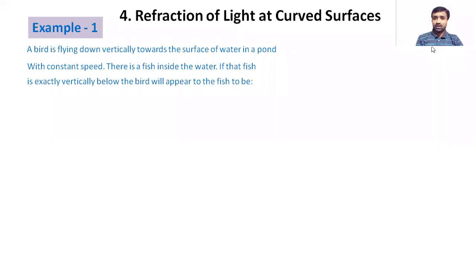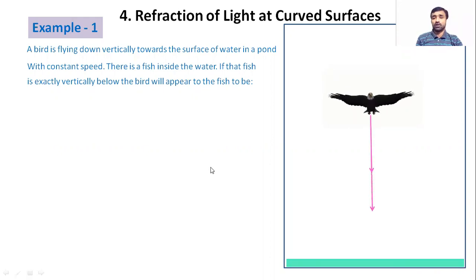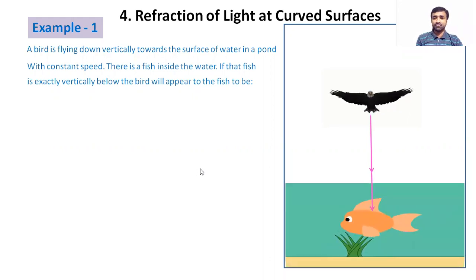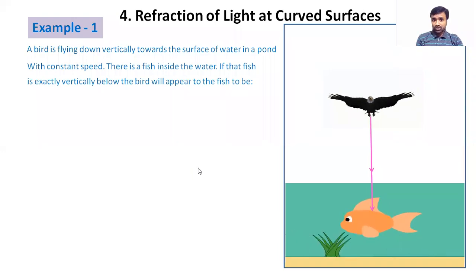So here, what is actually given? A bird is flying vertically down. So here it is moving vertically down. What does it have exactly below it? A pond. So the water surface is there. Inside the water, there is a fish, right? Then look at the last sentence. If that fish is exactly vertically below, the bird will appear to the fish.